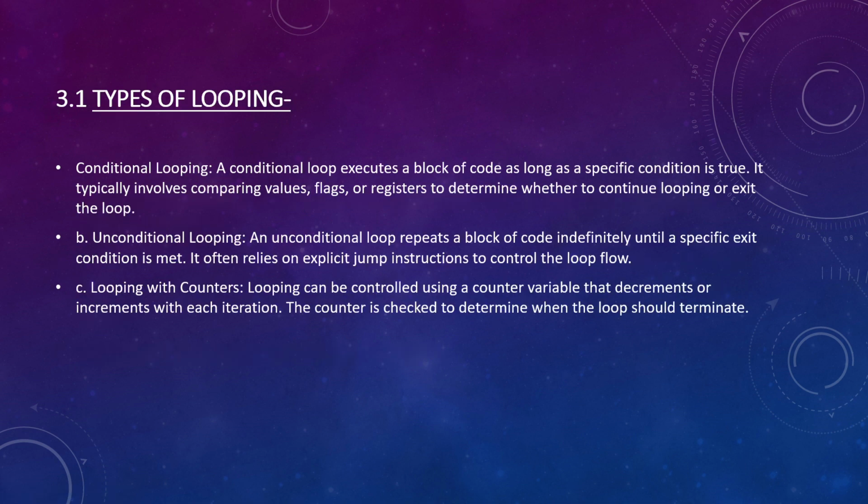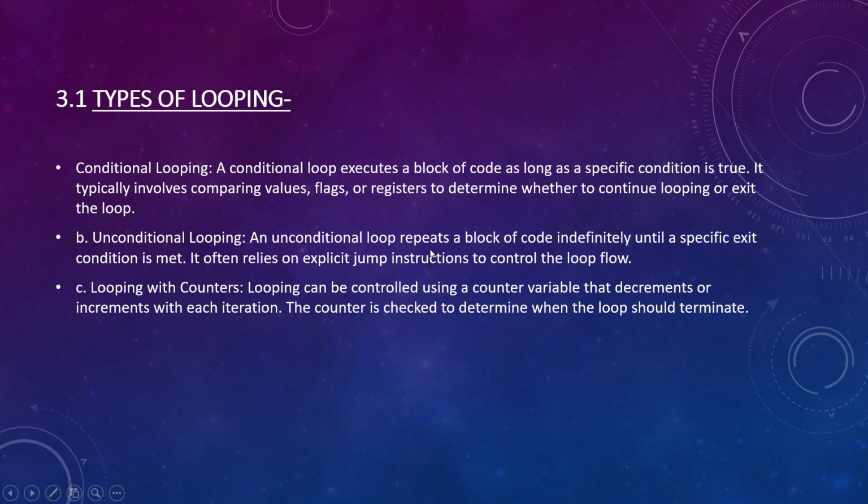The first type is conditional looping. In a conditional loop, we execute a block of code as long as a specific condition is true. For example, we can understand it by a while loop. In a while loop, until our specific condition is achieved, or until the condition is true, the loop or the iteration continues.